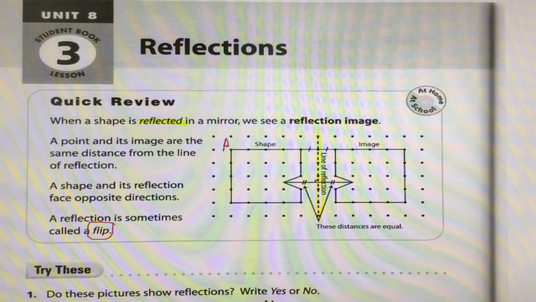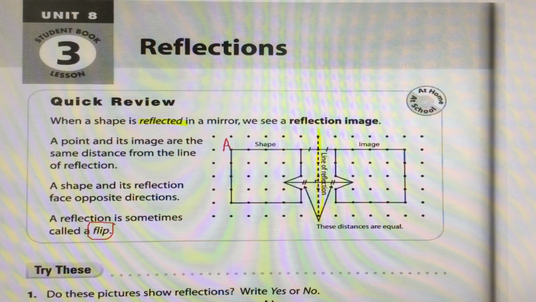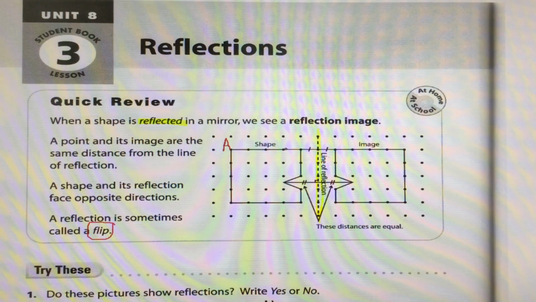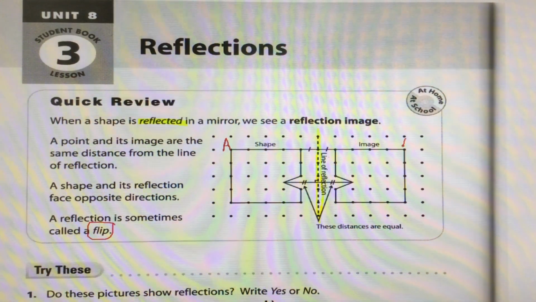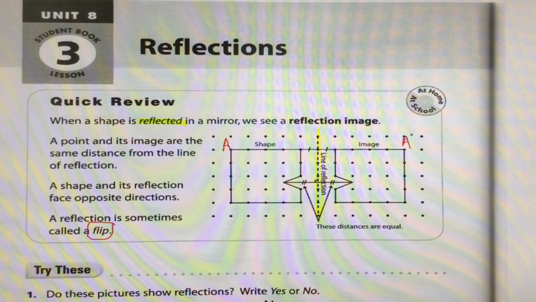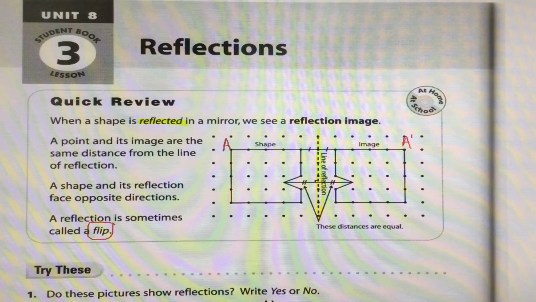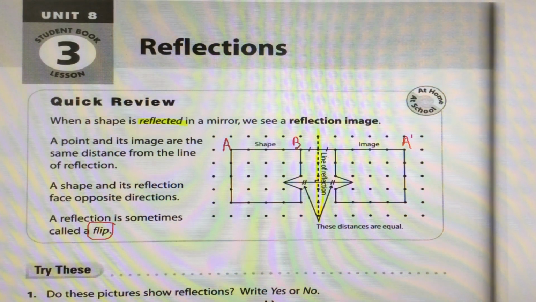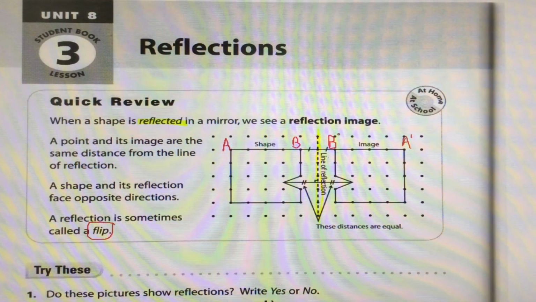So in our shape, if this is point A, this is called our line of reflection right here. Point A is 1, 2, 3, 4, 5 units away from our line of reflection. This becomes our point A prime, which is also 1, 2, 3, 4, 5 units away from our line of reflection. If this is point B on our shape, B prime goes right here.